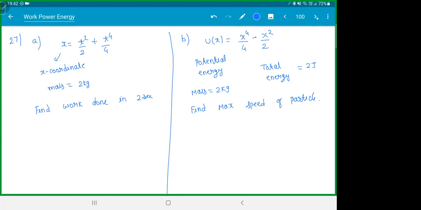156. Quite a weird answer. How do you do this? I gave you position as a function of time and I'm asking you work done in 2 seconds. These are proper mains level questions. First one, you will get it in 2 steps. 2 steps you will get it.